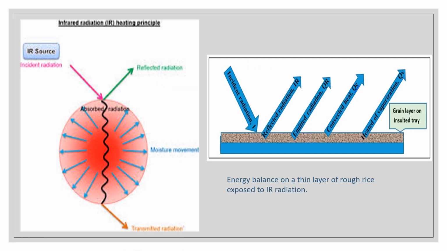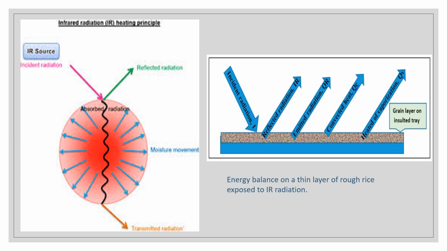Now moving on to the principle of infrared heating. When a food molecule is exposed to infrared radiation, some of the radiation is reflected, some of it is transmitted, and some of it is absorbed. The radiation which is absorbed leads to the movement of moisture from the core towards the outer sides, which leads to proper and uniform heating of the food. And this other image on the right hand side shows the energy balance on a thin layer of rough rice which is exposed to infrared radiation.